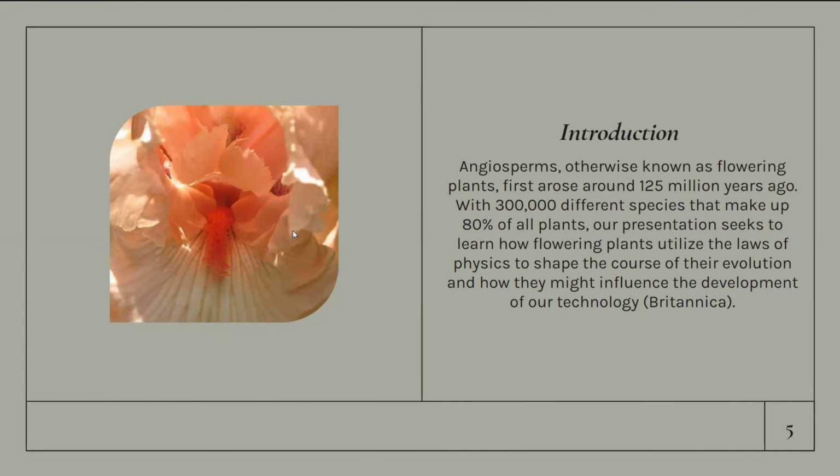So some background on angiosperms, otherwise known as flowering plants, first arose around 125 million years ago. With 300,000 different species that make up 80% of all our plants, our presentation seeks to learn how flowering plants utilize the laws of physics to shape the course of their evolution and how they might influence the development of our technology.